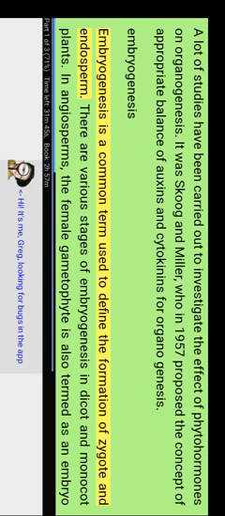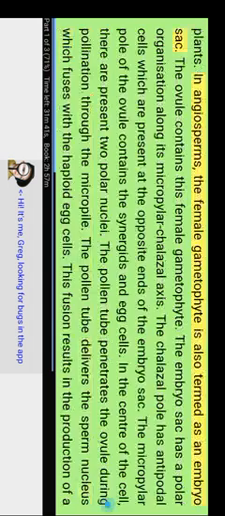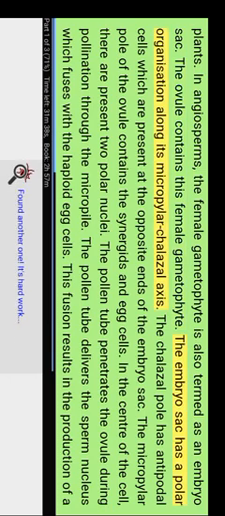Embryogenesis is a common term used to define the formation of zygote and endosperm. There are various stages of embryogenesis in dicot and monocot plants. In angiosperms, the female gametophyte is also termed an embryo sac. The ovule contains this female gametophyte. The embryo sac has a polar organization along its micropylar-chalazal axis. The chalazal pole has antipodal cells, which are present at the opposite end of the embryo sac. The micropylar pole of the ovule contains the synergids and egg cell. In the center of the cell, there are two polar nuclei.